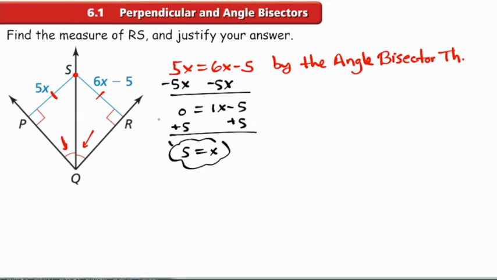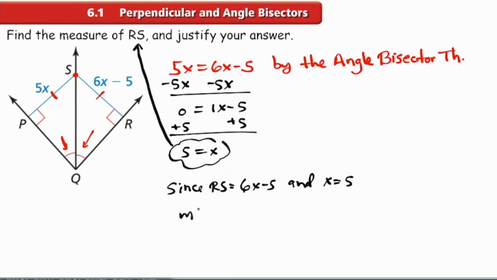x equals 5. We go back and read the problem and see that it's not asking for x, it's asking for RS. And since RS is equal to 6x minus 5 and x equals 5, the measure of RS can be calculated by plugging 5 in for x, and we see that it is 25.